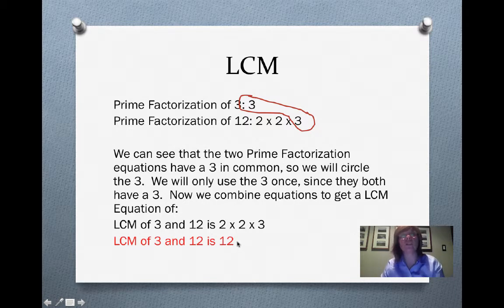So it doesn't matter which method we use. We find that the answer is the same both ways. So hopefully this is the answer that you got. If you did, pat yourself on the back. You've done a great job today.